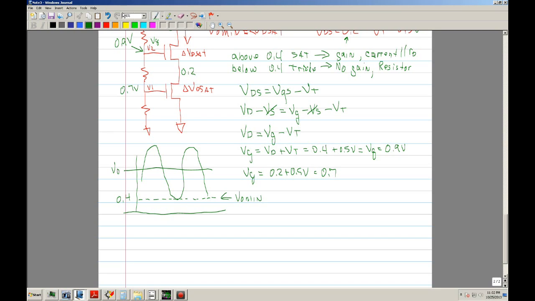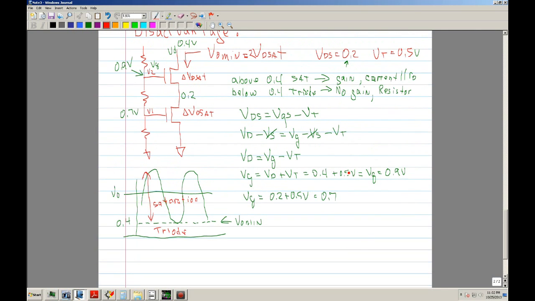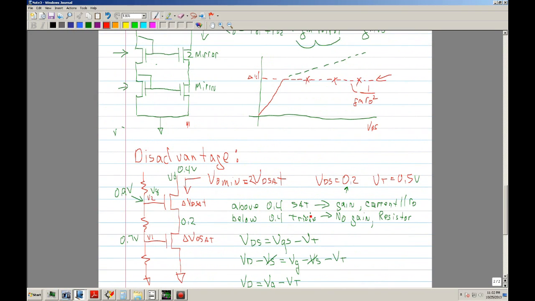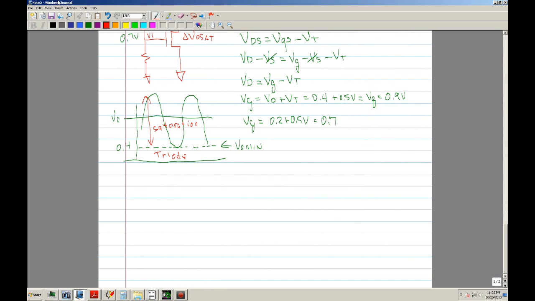So anytime the signal goes below the 0.4, you're in the triode region. And anything above that is the saturation region. Well, how does that relate to the Cascode mirror? Well, now that you have that, it makes understanding this concept a little bit easier, or at least I hope it's easier.